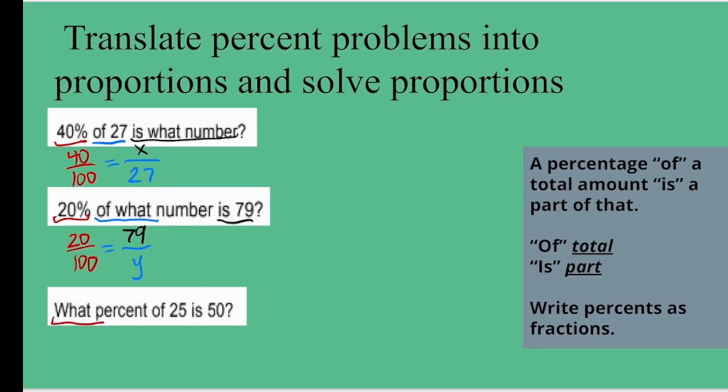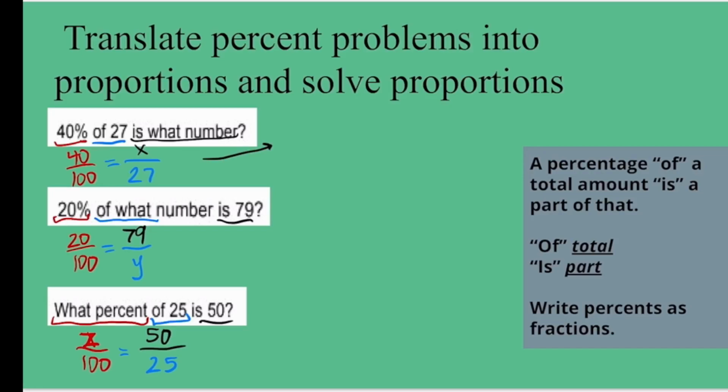And then number 3, what's the percent? I don't know. Let's use z. It's of 25. That's going to be our denominator. And it is 50. So 50 is in our numerator. And now all of these just have to be cross multiplied to figure out our answers.